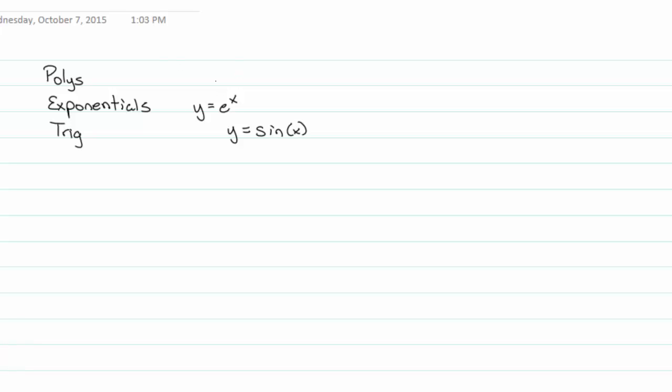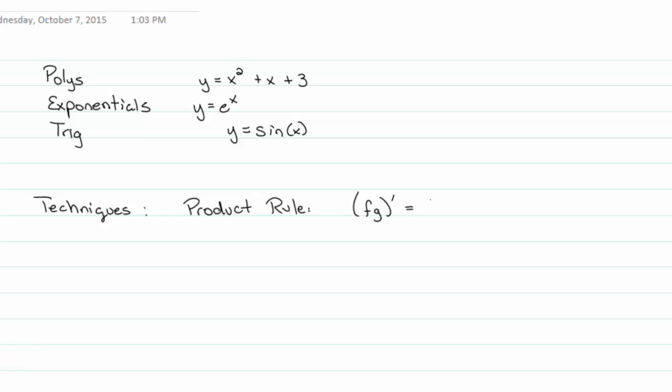Those are generally the first kinds of derivatives that you learn, and then you start learning techniques for tackling complex derivatives. As far as techniques are concerned, you should have learned the product rule. Let me write that down really quickly. If you have two functions that are multiplying, you want to take their derivative. It's the derivative of the first times the second plus the first times the derivative of the second.